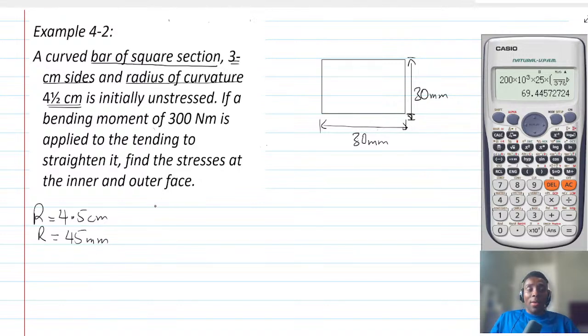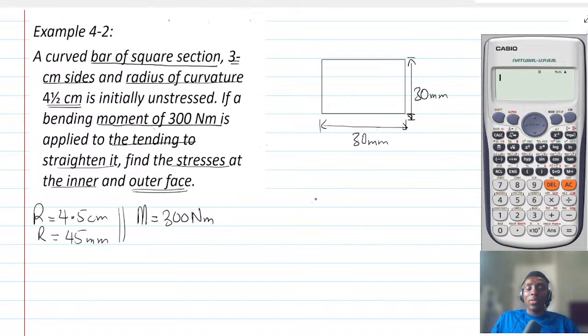Now there is a bending moment of 300 Newton meter. So the bending moment, which is M, is 300 Newton meter applied to the tendon to straighten it. Find the stress at the inner and outer surface. This question may confuse you, but actually it is very simple and straightforward.